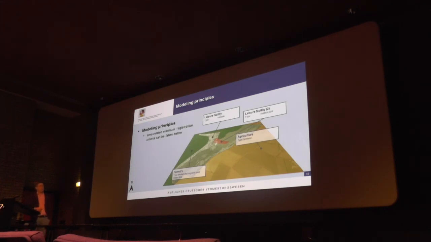That means 1,000 square meters are the smallest objects, but if there's an object really important, like this, here is an agricultural area, and these are not 1,000 square meters, you can model it, you can hold it in the database. You can create this object, but it has to be really important. The normal size should be 1,000 square meters.